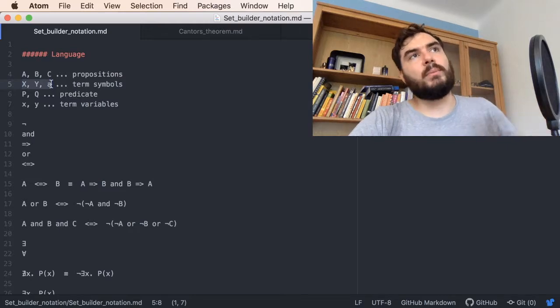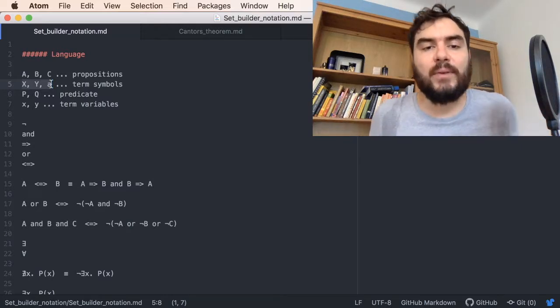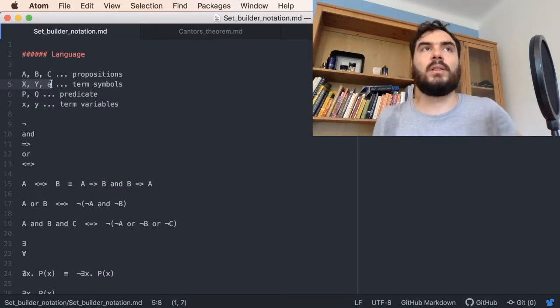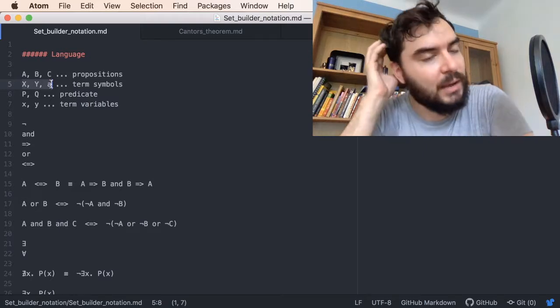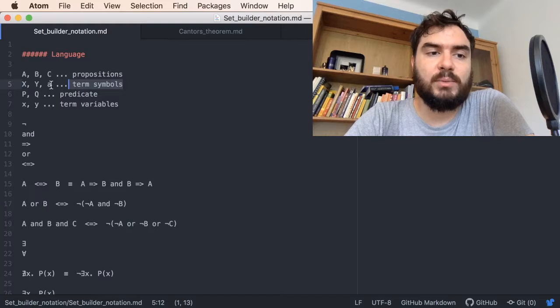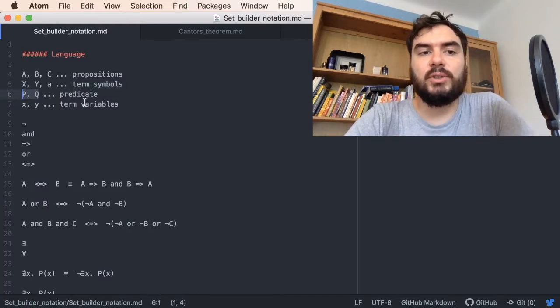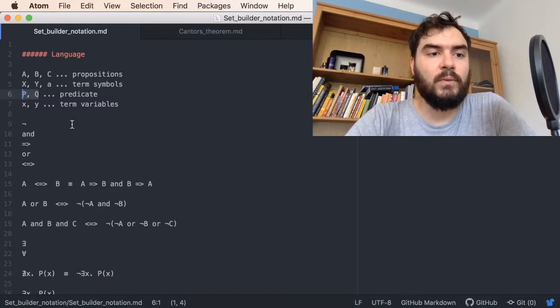So we're going to have a predicate logic where we reason about things. In our case, and in the foundations of math usually in general, your terms are just sets. You have a theory about sets. And so these are term symbols. In our case, this will be sets, then predicates, and then variables that you can quantify over.